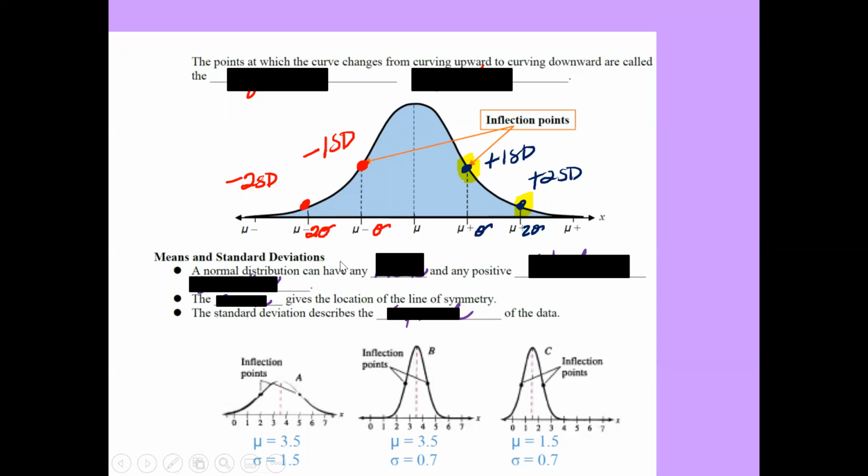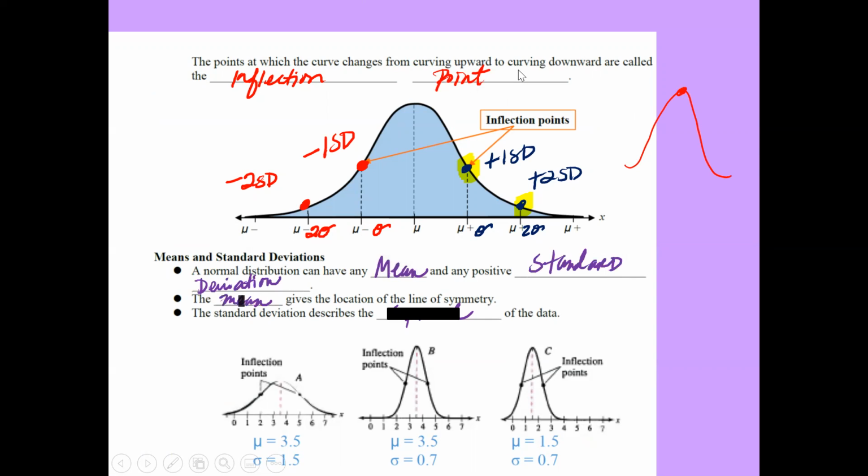All right, so the point at which the curve changes from curving downward to upward is called an inflection point. So for example, if this is my curve, the inflection point is right there. A normal distribution can have any mean and any positive standard deviation. The mean gives the location of the line of symmetry, which is right here. If I were to fold this over, you'll see that they're exactly the same size, kind of like putting your hands together in a reflection.